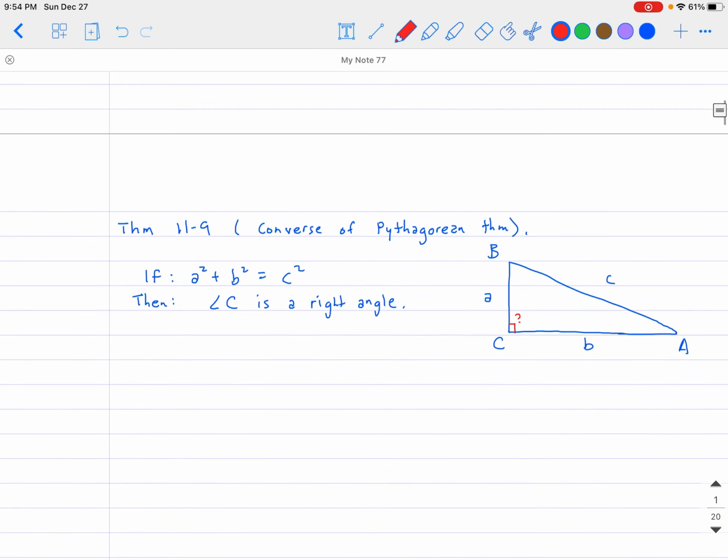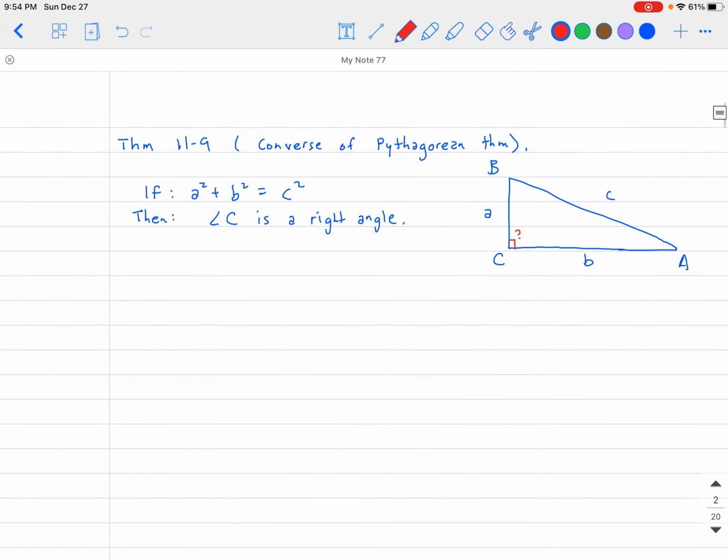Now, let's go ahead and look at the converse of that. So meaning, let's say that we have a triangle where we know that the sides are such that a squared plus b squared is equal to c squared. So that's going to be on the right-hand side. What I want to do is I want to prove that angle C is going to be the right angle. So meaning if you have the Pythagorean theorem equation or relationship to relate all the sides, then that means that we also have a right triangle.